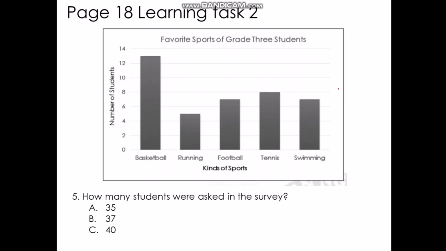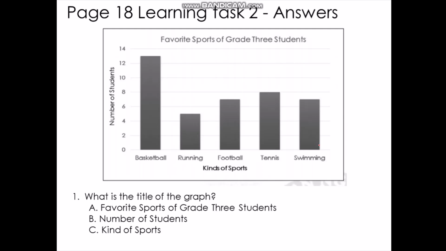Number 5, how many students were asked in the survey? You need to count all of these numbers, starting from basketball, running, football, tennis, and swimming. Combine all their numbers and you will get the correct answer. A, 35, B, 37, and C, 60. If you're not yet done, click the pause button. If you're done, click the play button.